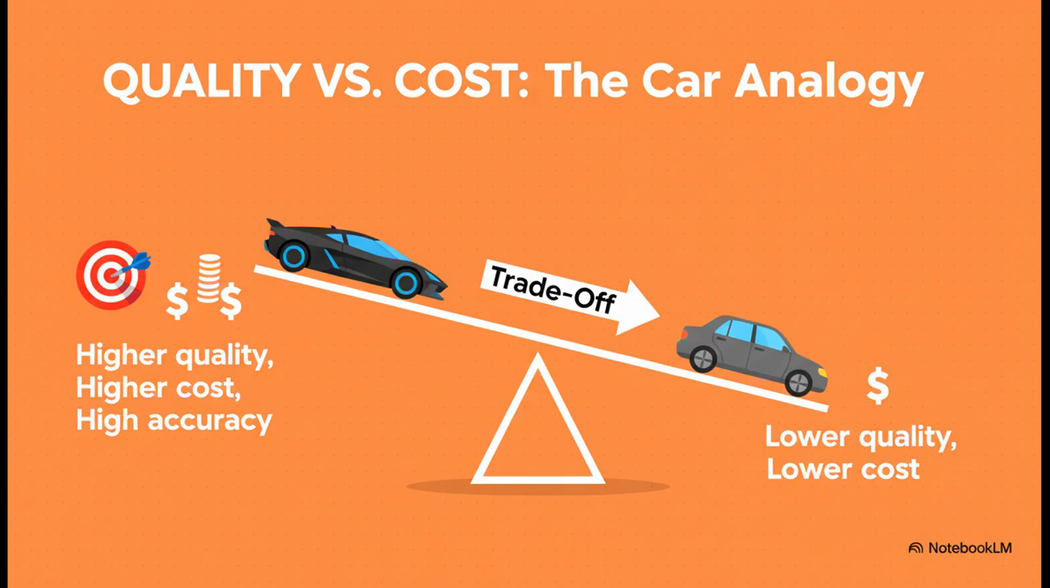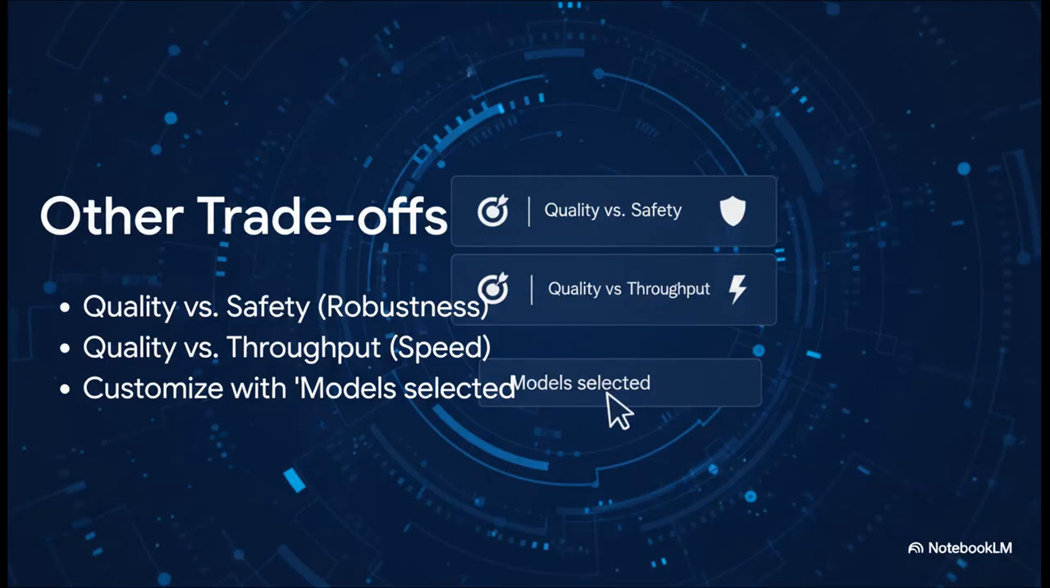A trade-off chart basically puts all the cars on the lot in one view, so you can see right away if a cheaper model is good enough for your trip, or if you really need to spring for that premium performance. But it's not just about the price tag.